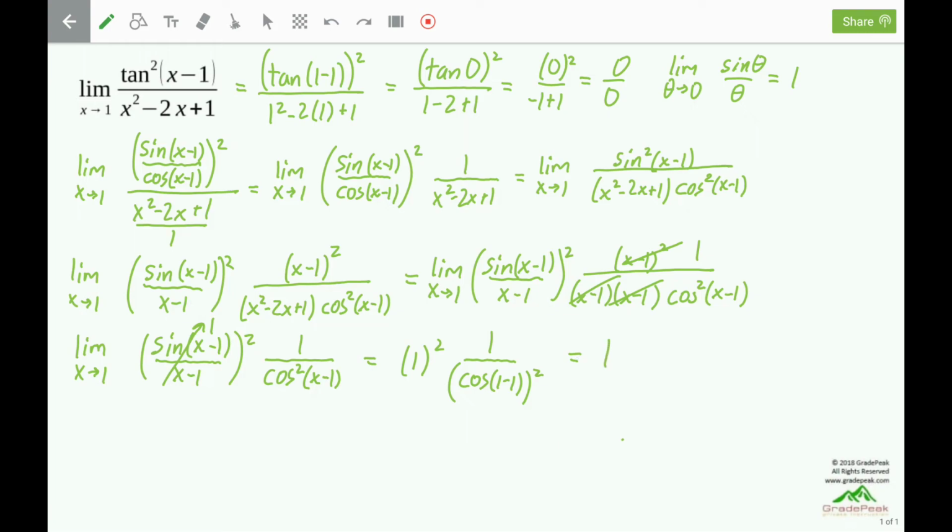Now 1 squared is a 1, so we have 1 times 1 divided by 1 minus 1, which is a 0, so we have the cosine of 0 and then quantity squared. So we have 1 times 1 divided by cosine of 0, which is a 1, 1 squared. 1 squared is 1. 1 times 1 over 1 is going to come out to 1.